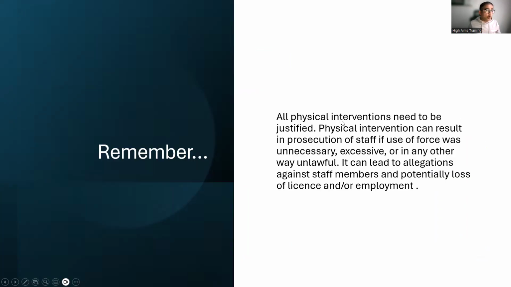Now, remember, all physical interventions need to be justified, right? You can't just restrict someone's movement. You have to justify that. Physical interventions can result in prosecution of staff, so you can get prosecuted if you cannot justify it. If use of force was unnecessary, excessive, or in any other way unlawful, it can lead to allegations against the staff members and potentially loss of license or employment.